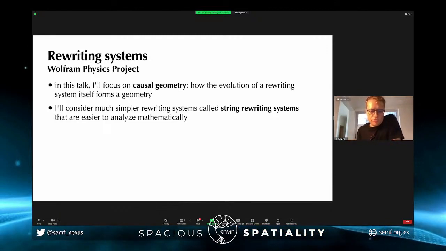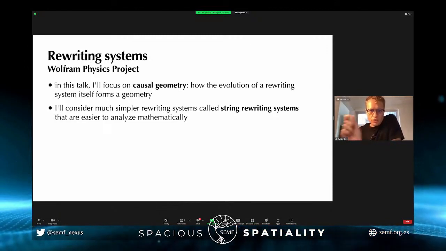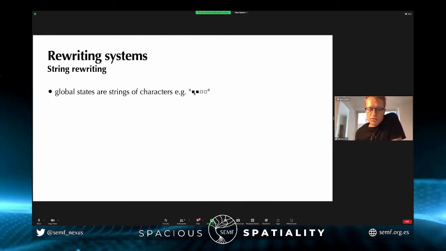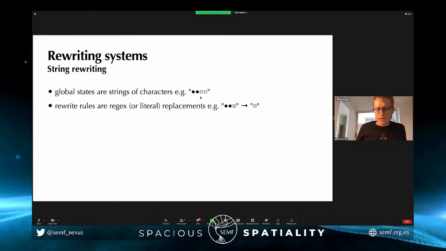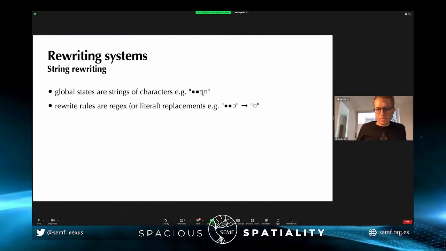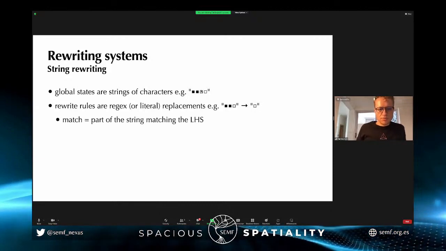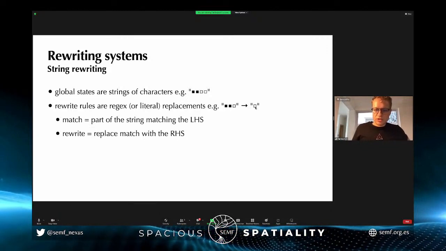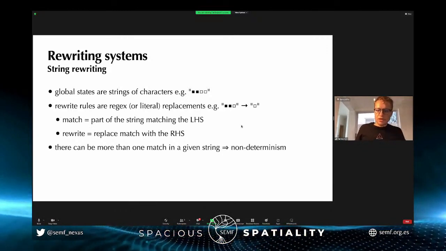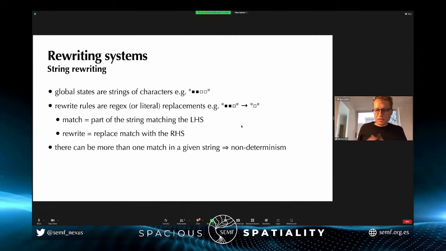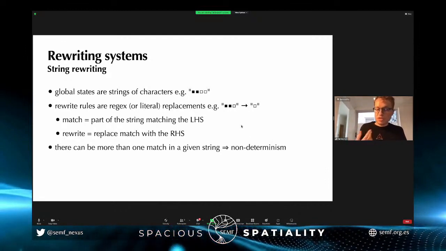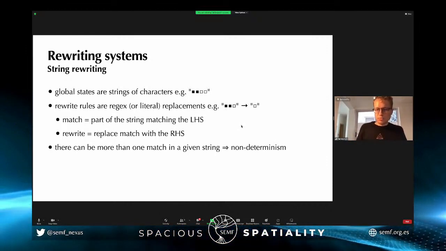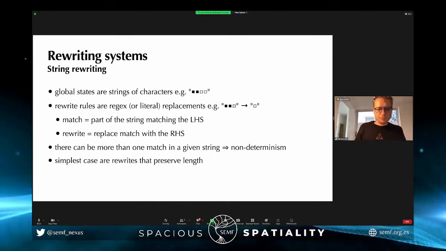As I mentioned, they involve rewriting strings of characters according to local patterns. So here we have a word, it's got two white cells, rewrite that as a white cell. So it would, for example, apply to this left-hand part of that string. That would be a match. And then when we rewrite it, we replace it with whatever's on the right-hand side of this rule. And of course, there can be more than one place that this match happens, which means that the order that you do these replacements matters. And that's what non-determinism means in this setup.